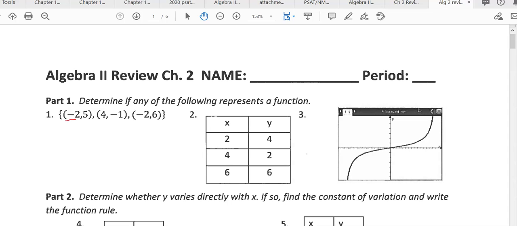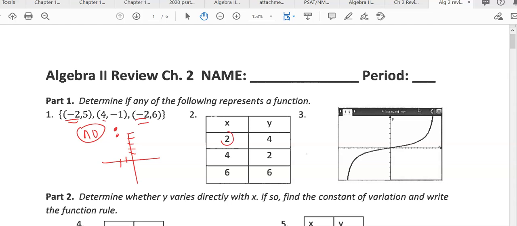Okay, so this one, you're looking at especially the x values. And so like 4 is okay, but -2 and -2, I'd say this is not a function. So I would say no, this is not a function. If you graphed it, -2, 5 would be something up there, and -2, 6 would be right up there. Those 2 points are vertical from each other. And so that's definitely not a function.